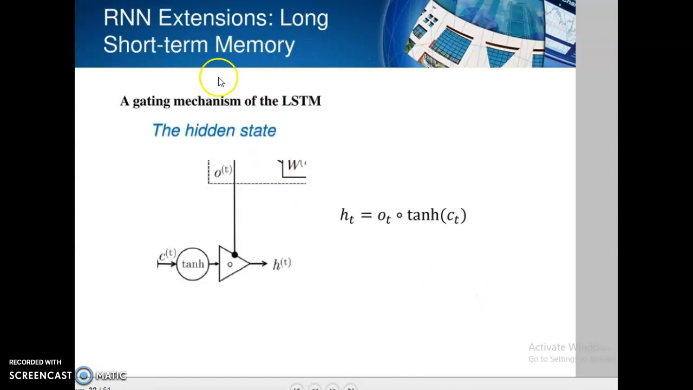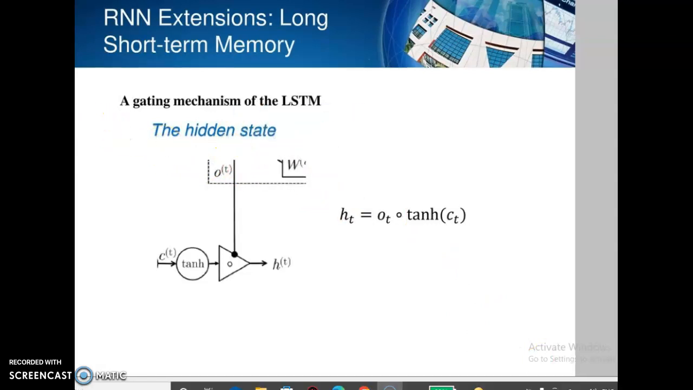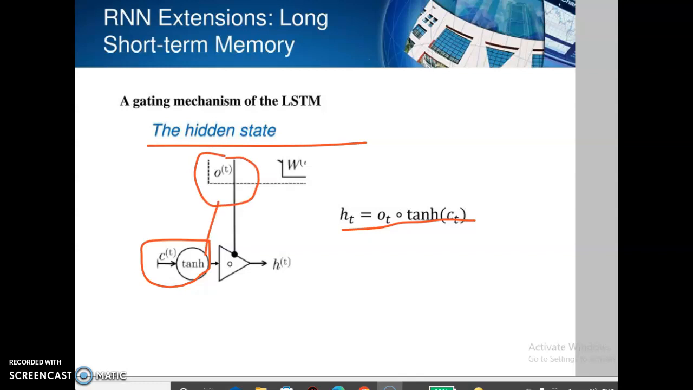RNN extension, long short-term memory. Gating mechanism of the LSTM, the hidden state. Hidden state, what? o_t times tanh of C_t. This one, o_t. This one. These both are hidden state.